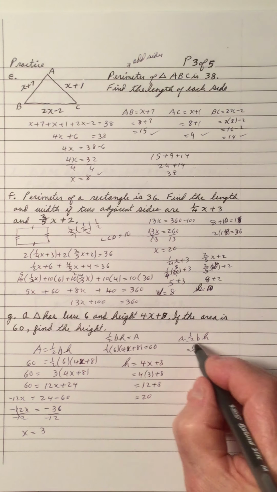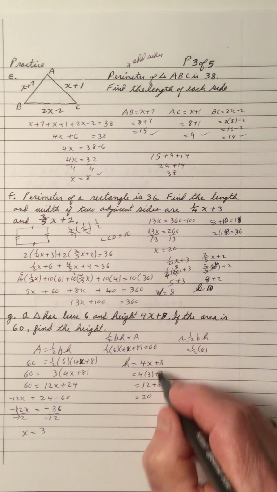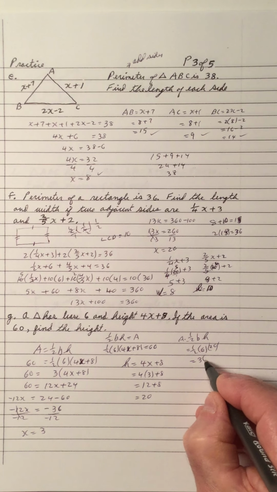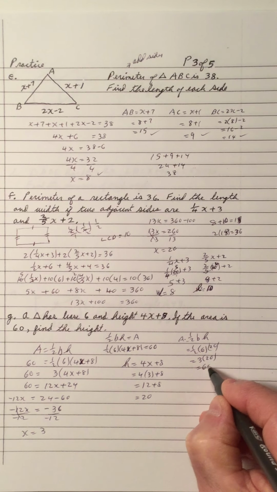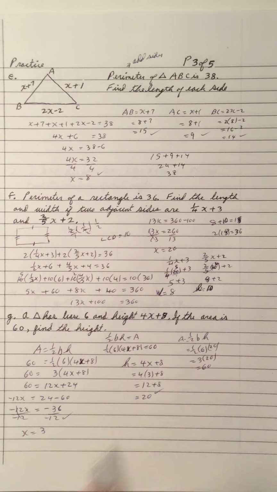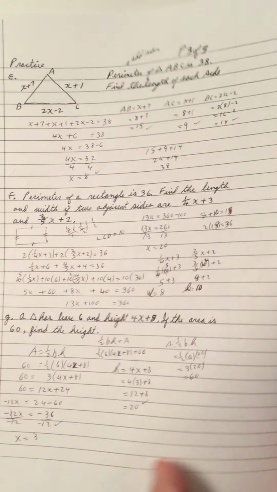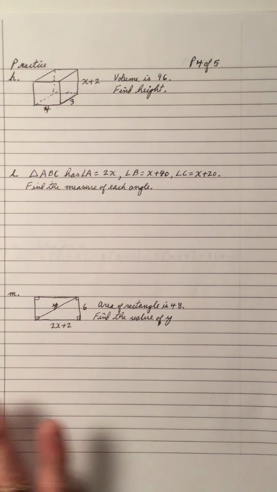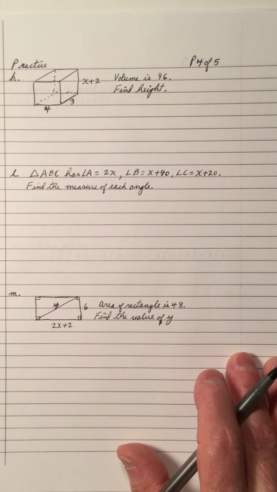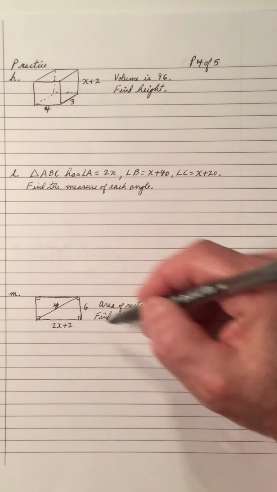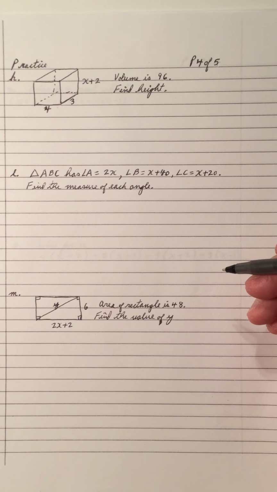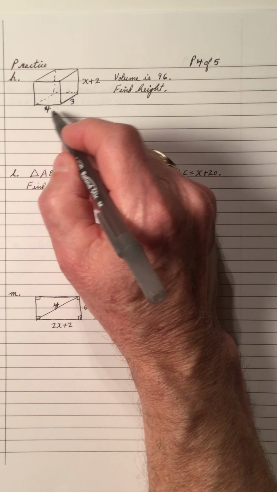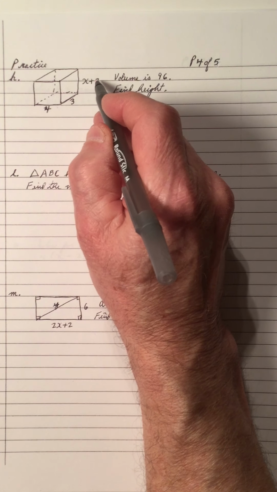So if the base is 6 and the height is 20, let's see, half of 6 is 3. 3 times 20 is 60. So 3 is right and the height of 20 is right. We just checked it. Keep checking. Sub it back in again if you have time. And on this page, pause your video and work these problems out to see if you're going to get them right. Volume, you have a box of 4, 3, and x plus 2.